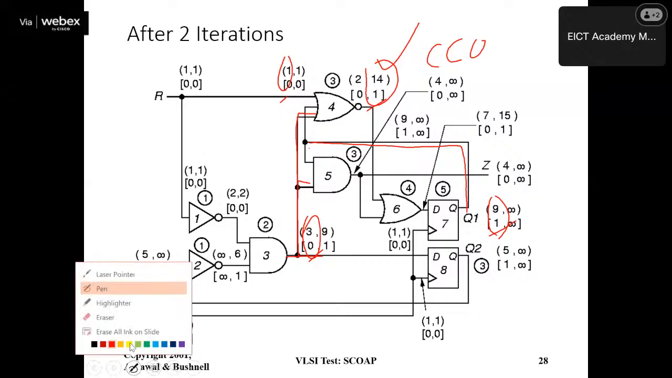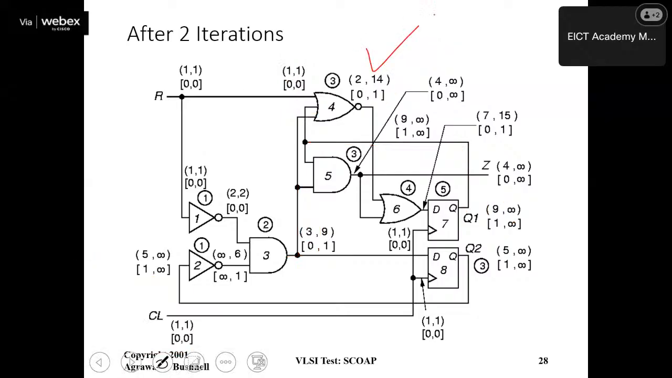I hope you got it. So we have calculated this in the second iteration. These values are fixed. Now let us proceed. From this we can proceed further, and we can proceed here also. Look at this, CC0 for this we calculated earlier, right? But still I cannot calculate CC1 because it is still infinity, so this will remain infinity.